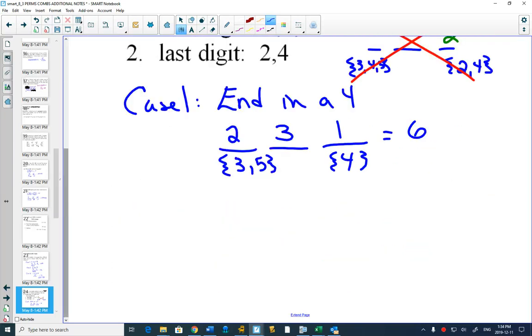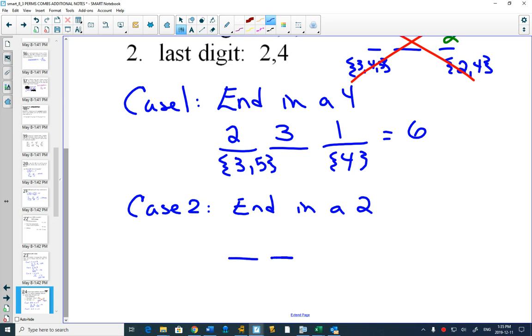Now in cases, what you look at is after you're done a case, you say to yourself, what haven't I counted yet? I just counted all the numbers that ended in a 4. What haven't I counted? Case 2, all the numbers that end in a 2. 3 decisions, but now this time I'm saying it ends with a 2, one choice, and now there would be no restrictions.